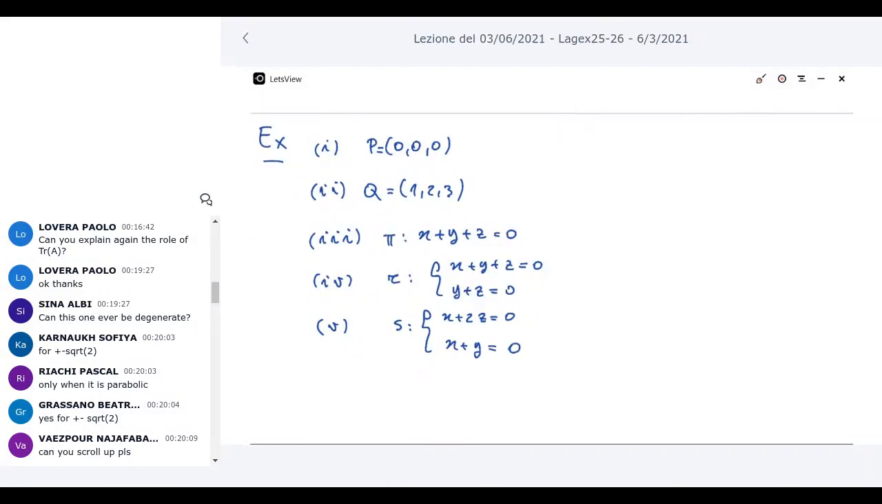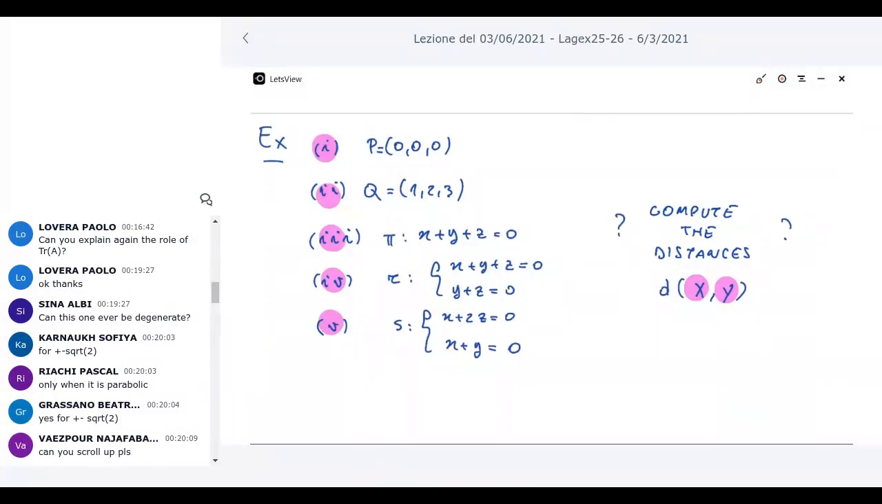Okay, so what we want to do is to compute the distances. So you want to compute the distance between X and Y, where X and Y are chosen to be, in turn, one of the objects you have here, okay?